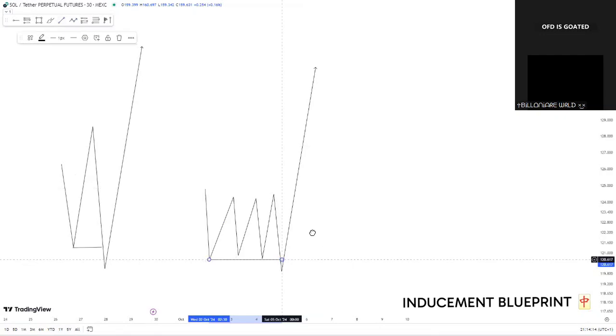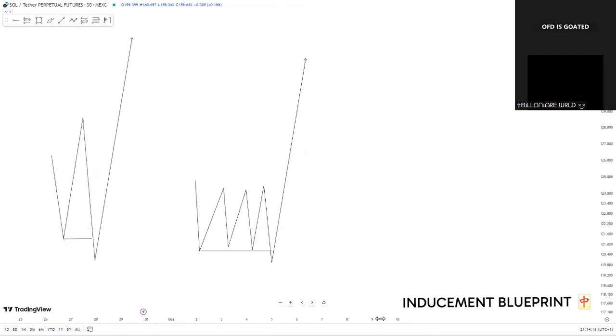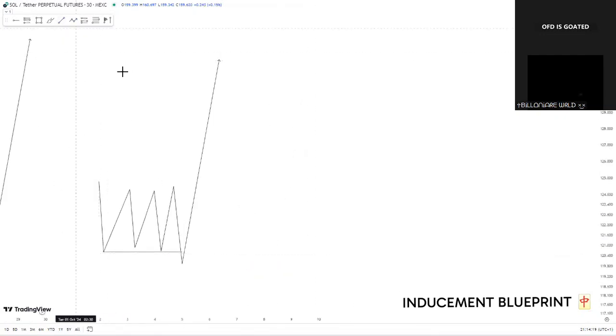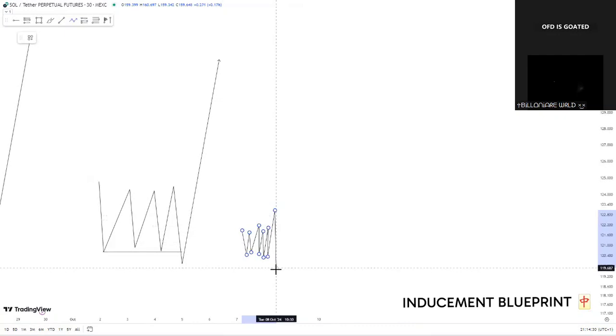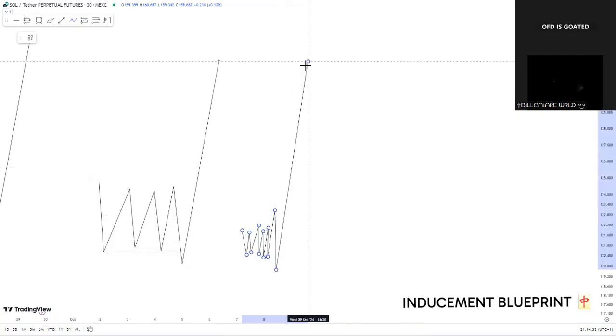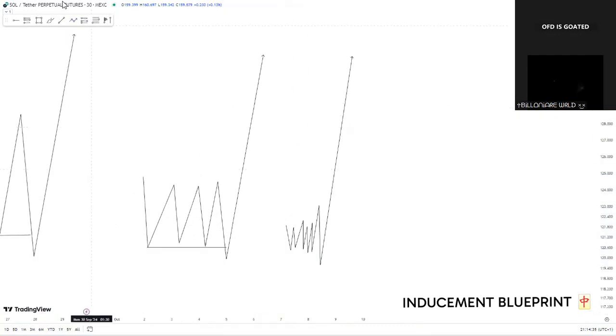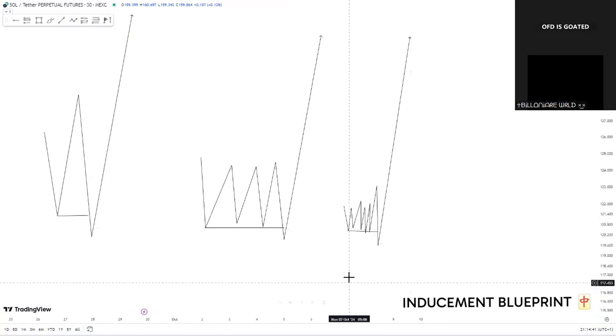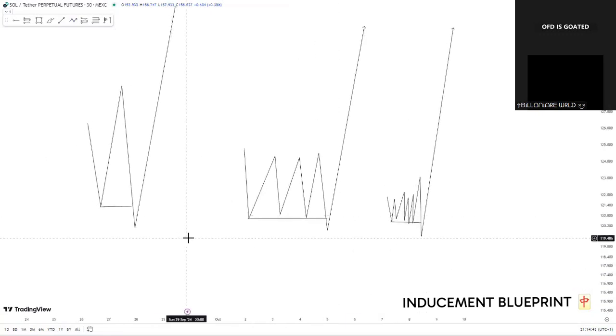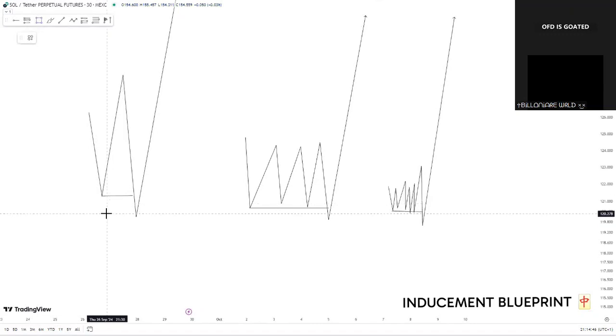The sweep of wicks. A sweep of wicks is also a powerful sweep. Let's say the market is forming wicks of candles there. You all know what wicks are. The market now comes back, takes out the wicks, and then breaks to the upside. So these are examples of valid sweeps of liquidity. Are you getting me? So let me just label them one by one.